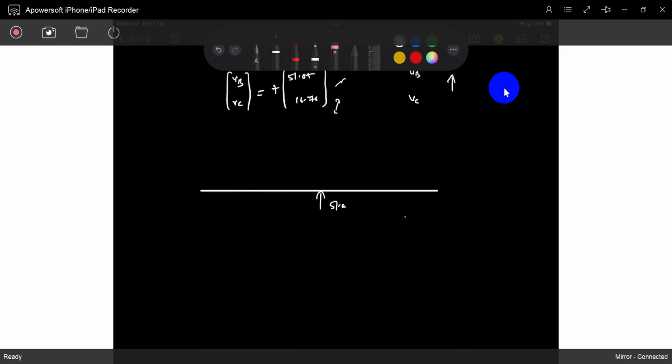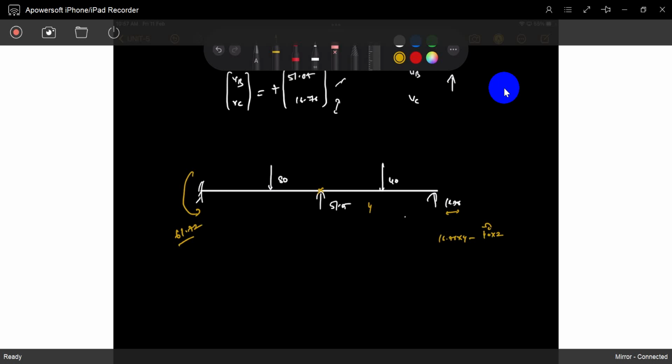This is 51.05. This is 16.76. This is 40. This is 80. So can you find out the moment here? This moment is 61.72. And what is the moment here? Moment here is 16.76 multiplied by 4, and 40 into 2. So this is 80. This is 64.